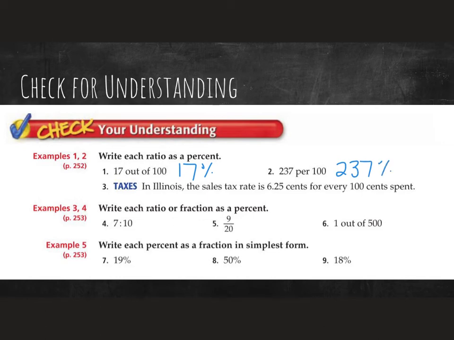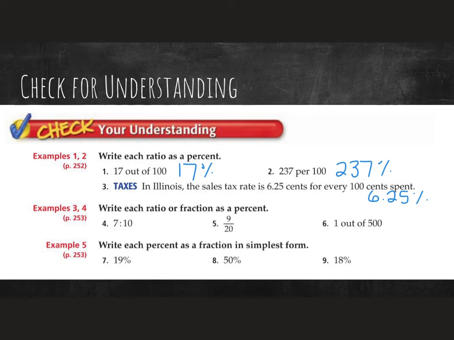Number 3, taxes. In Illinois, the sales tax rate is 6 and 25 cents for every 100 cents spent. Percents are out of 100, so that percentage is 6 and 25/100%.